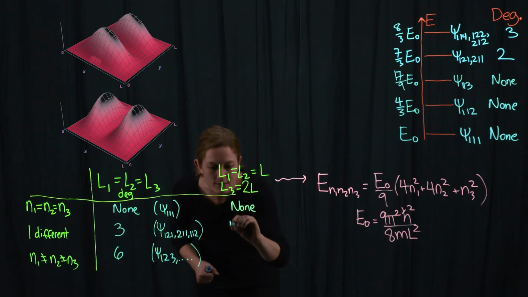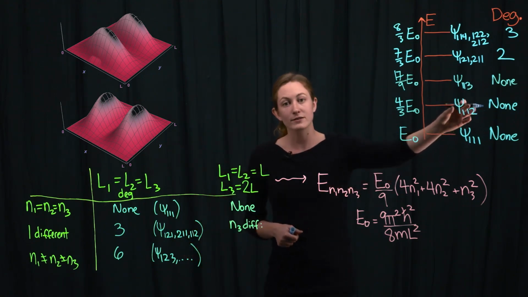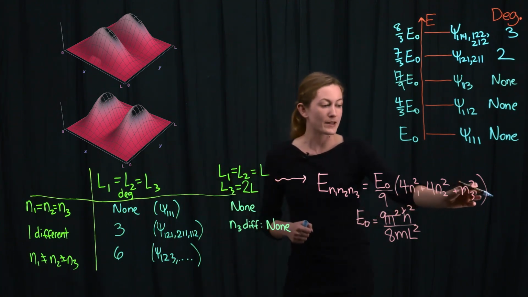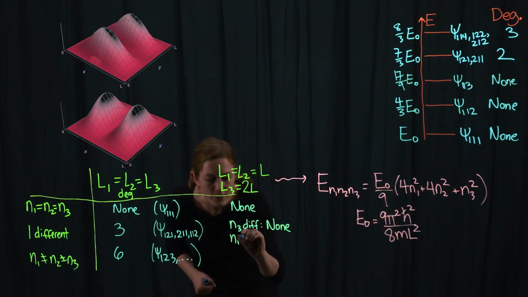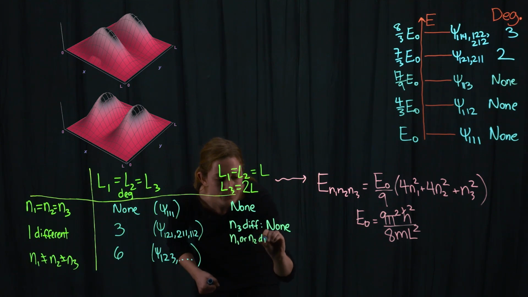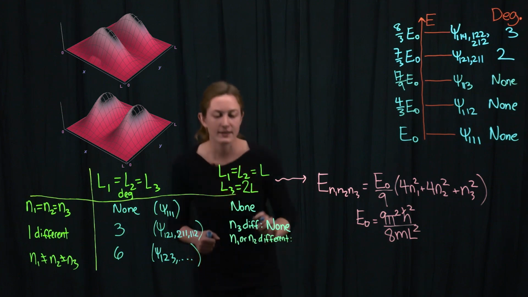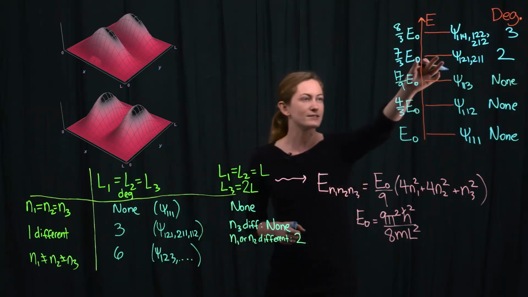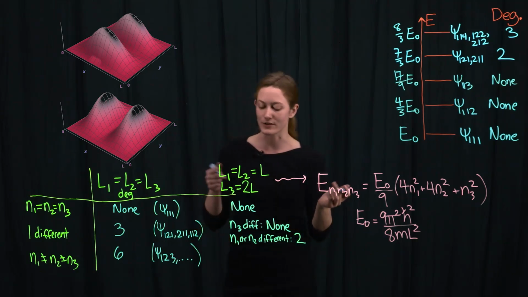But when one of them is different, we now have two cases. When n3 is the different one, so that's, for instance, the case of this first excited state, there's no degeneracy because n3 does not have a symmetry of exchanging with n1 or n2. But when either n1 or n2 is the different one, then there's a twofold degeneracy of swapping n1 and n2. And that's, for instance, this 7 over 3 E naught case that we plotted the probability distributions for over here.